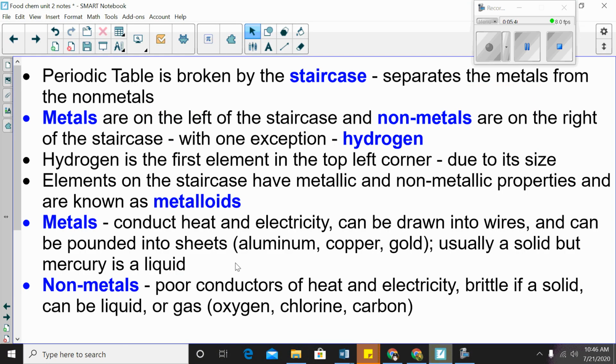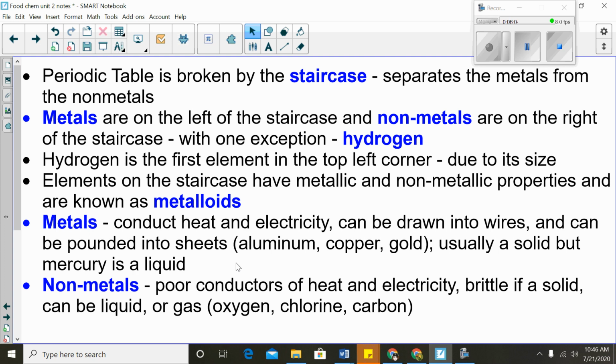Now, metals conduct heat and electricity, can be drawn into wires, and can be pounded into sheets like aluminum foil or copper. You can use a lot of copper for things like cookware. Gold is used in a lot of jewelry, so you can get different shapes or sheets out of those. And metals are usually a solid, but mercury, for example, is a liquid.